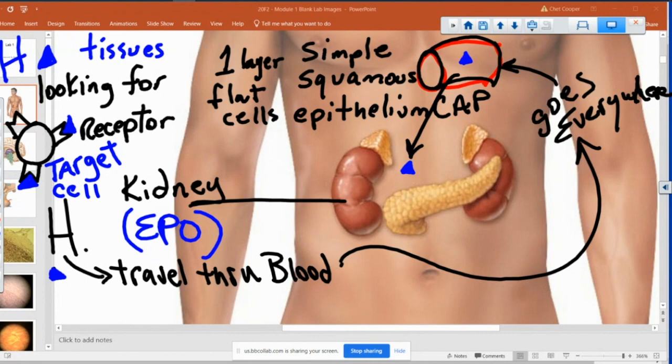It goes everywhere. What's special about the bone marrow? It makes red blood cells. But what does it have to have so that it can react with this hormone? The receptor for the hormone. Oh. So everywhere, that's where I'm going again. Whatever you see as a target, that's where the receptors are. Okay, that's where the receptors are.